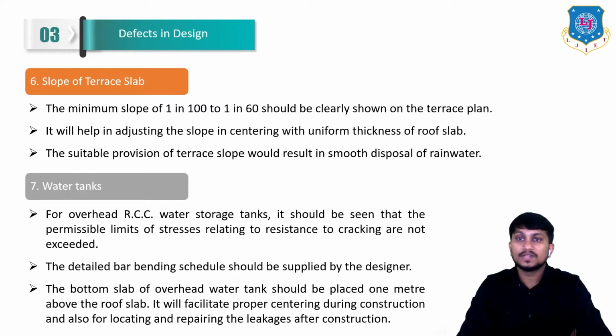Next is slope of terrace slab. The minimum slope of 1 in 100 to 1 in 60 should be clearly shown on the terrace plan. It will help in adjusting the slope in centering with uniform thickness of roof slab. The suitable provision of terrace slope would result in smooth disposal of rainwater. So this type of slope should be clearly shown on the plan of the terrace, and based on that, the construction should be done.